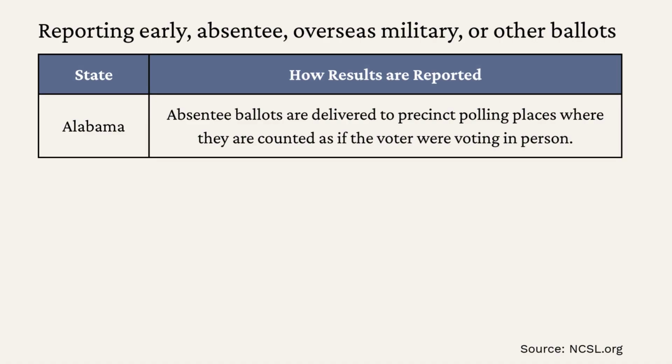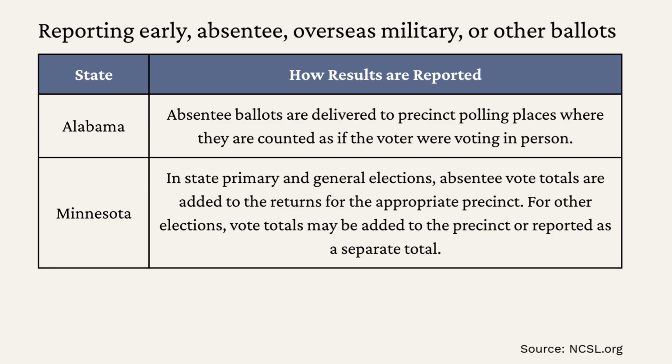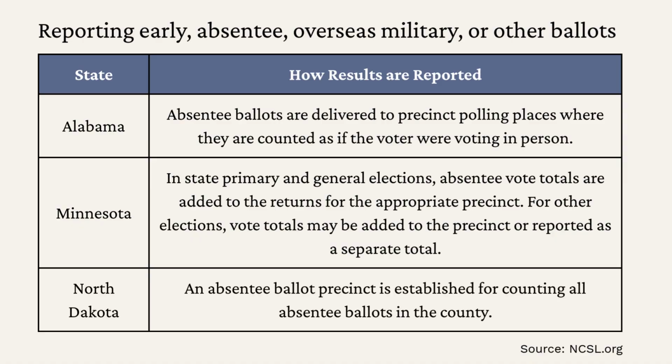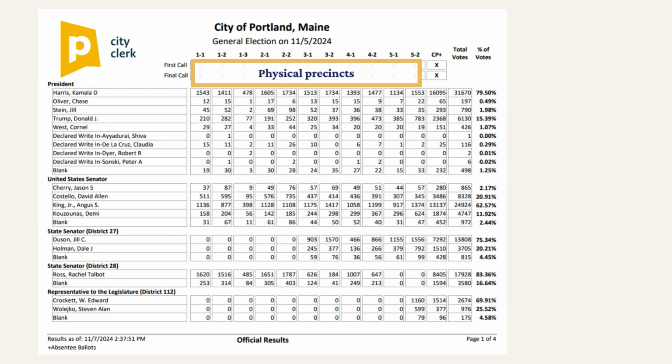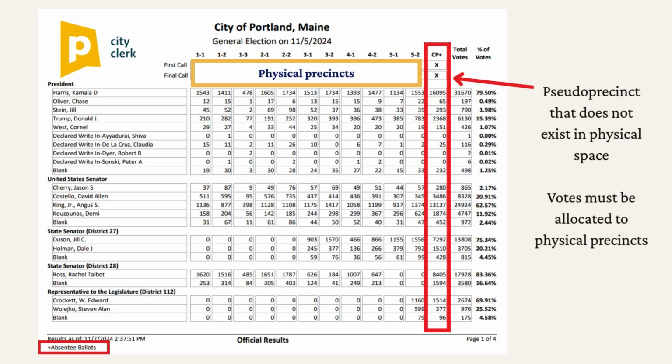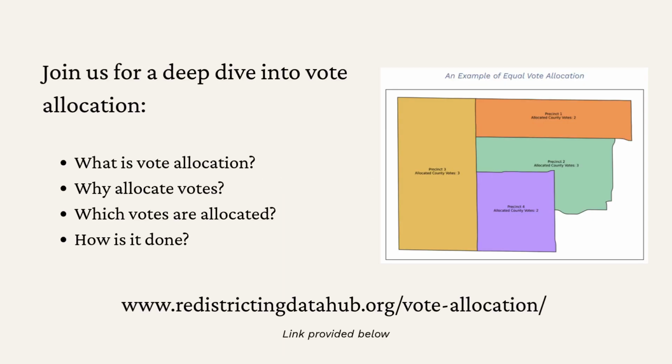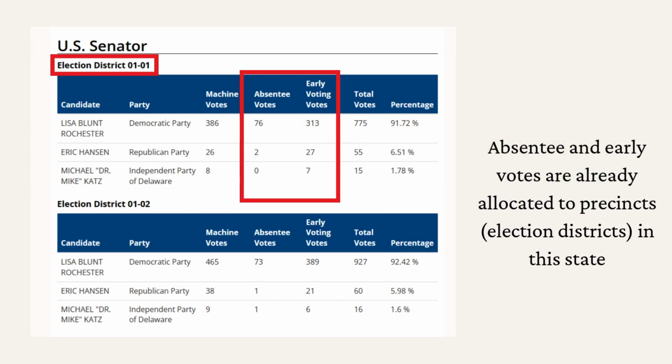Sometimes there is a mismatch between the number of precincts due to the way early, absentee, overseas military, or other ballots are reported. In several states, these are reported under a single pseudo-precinct rather than the one assigned to the voter's home address. Since the pseudo-precinct does not exist in physical space, it also does not exist in the precinct map, and those votes must be allocated to physical precincts to be included in a precinct boundary and election results file. Some states allocate these votes, but many do not, and so we will need to estimate where these votes should be allocated.